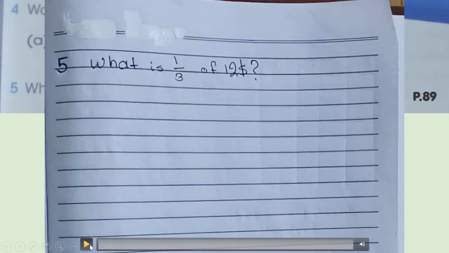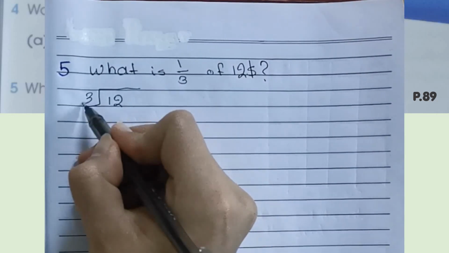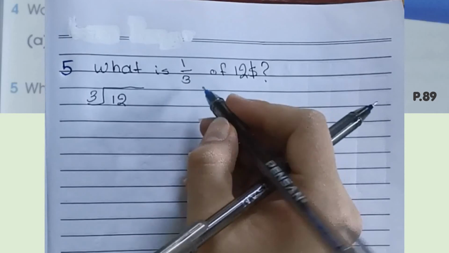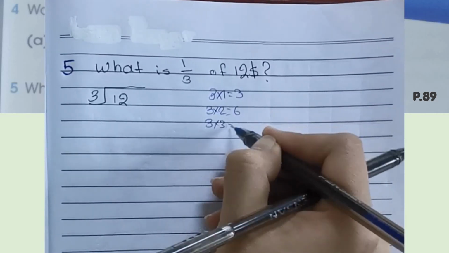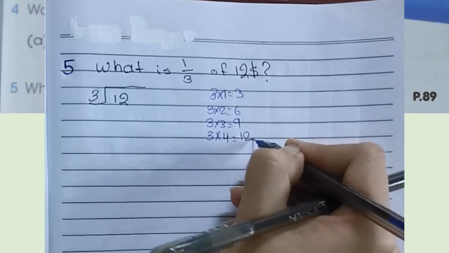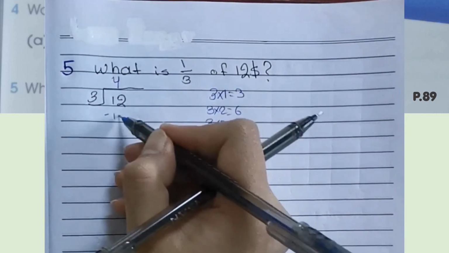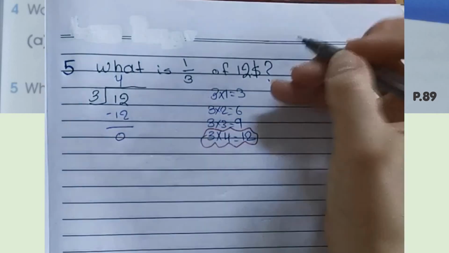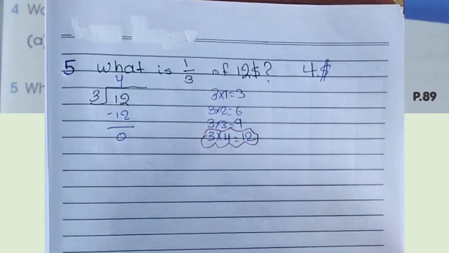And the last question we have is question number 5. What is 1/3 of $12? Four times 3 is 12. So 1/3 of $12 is 4, or $4.